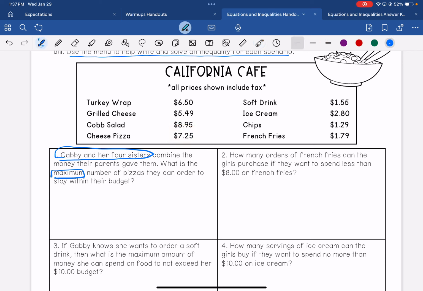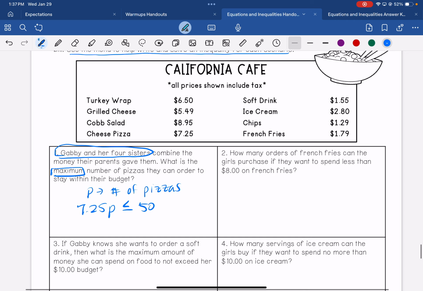So we'll do S will be slices or number of pizzas, okay? I guess it's a whole pizza. That's pretty nice. And so the number that goes with the pizzas would be $7.25 per. Let's actually switch this up and use P for pizza. How about that? Okay, so $7.25 per pizza. And then it says maximum, so it needs to be less than or equal to. And our total is 50, right? Because they're trying to figure out how many pizzas they can get for $50.